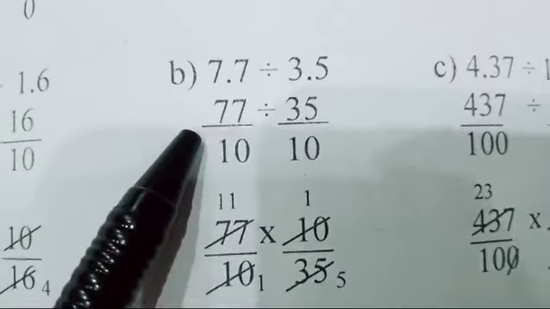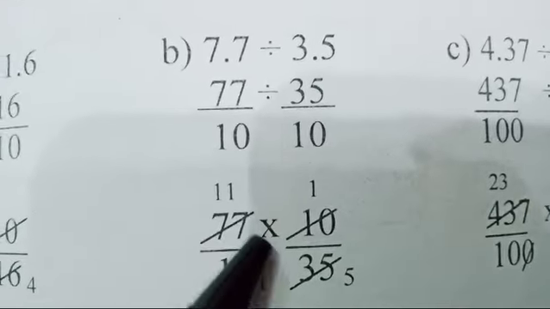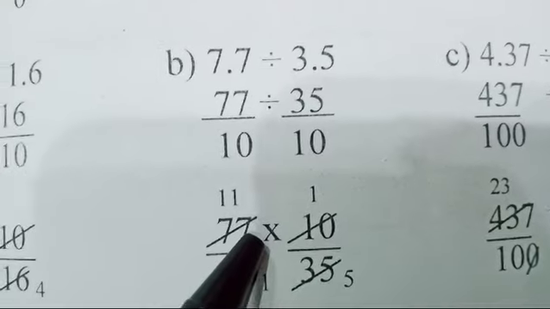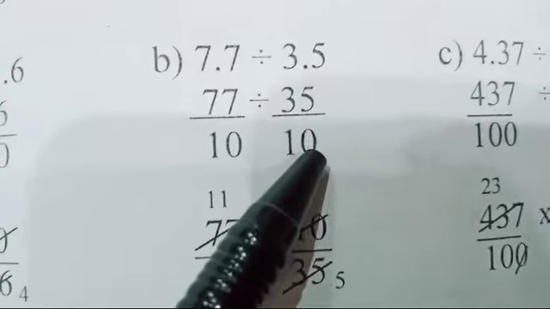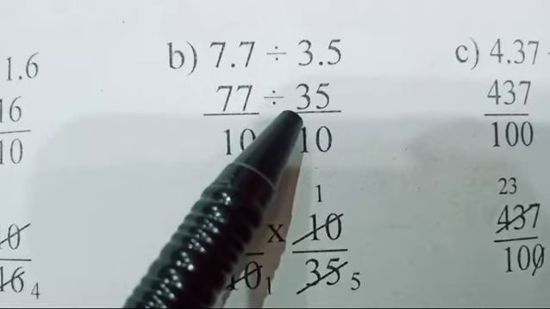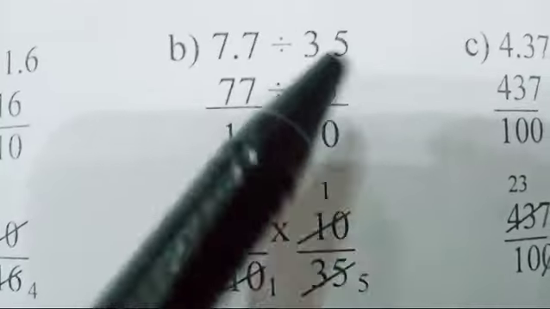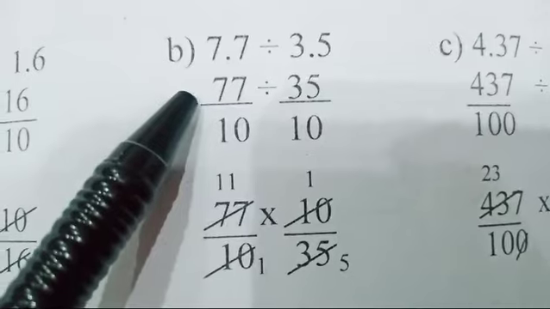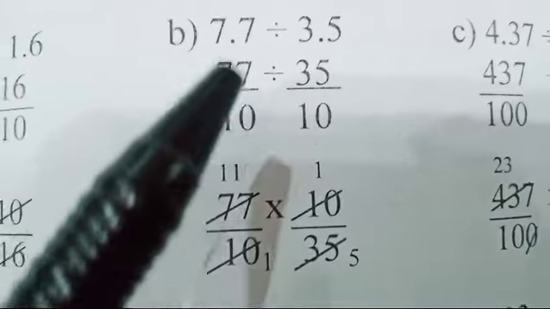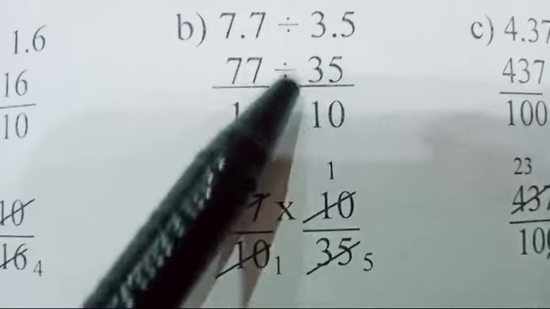Now the next step is to change this sign, convert this division sign into multiplication. As soon as we convert this sign, we will reverse this fraction. We will take its reciprocal, that is 10 will come in the numerator and 35 will be the denominator. So we remove the decimal in the first step, then we change the sign and take the reciprocal of the fraction.